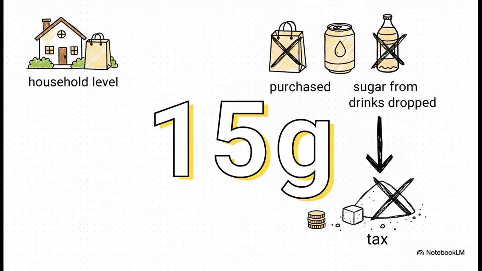And if we zoom out and look at the household level, the impact is still crystal clear. On average, the amount of sugar people bought from drinks dropped by 15 grams per household every single week compared to what it would have been if the tax never happened.